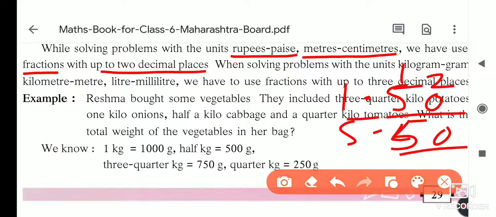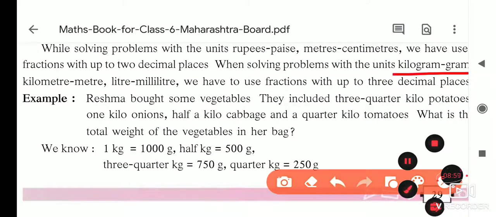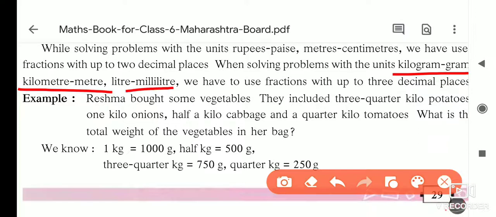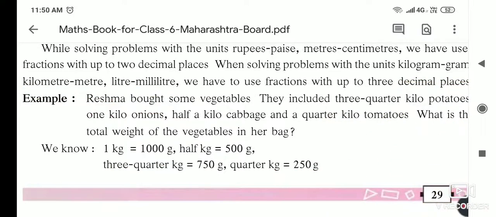But while solving the problems with units like kilogram, kilometer, meter, liters, millimeter, we have to use the fraction up to 3 decimal places. For example, suppose I have to write 3.5 kg. So 3.5 kg means 3 kg and half kg, which means 500 grams. In the same way, for liters we write 3.500 liters, and kilogram, gram also the same, and meter and centimeter also the same way.